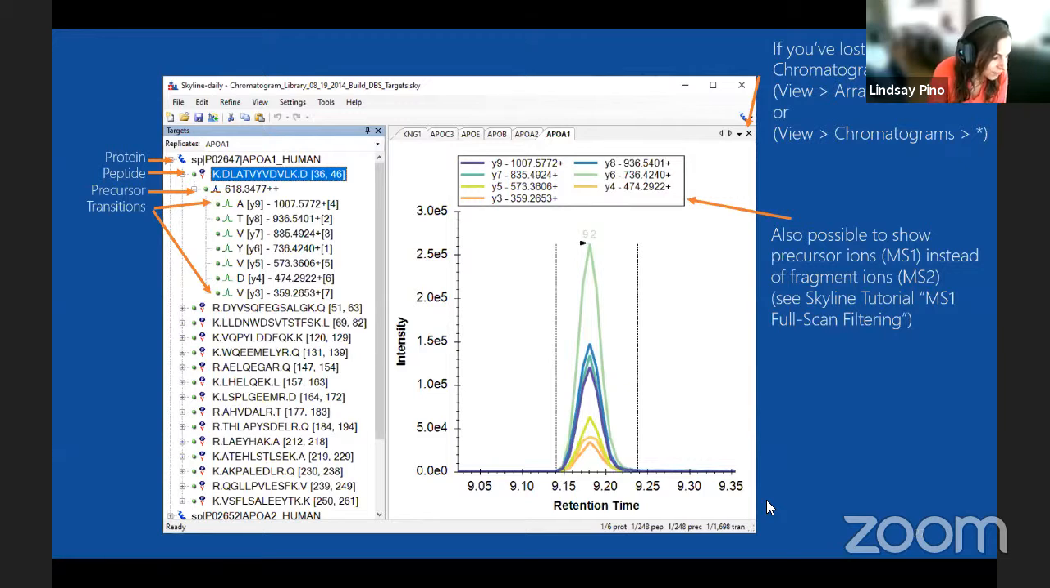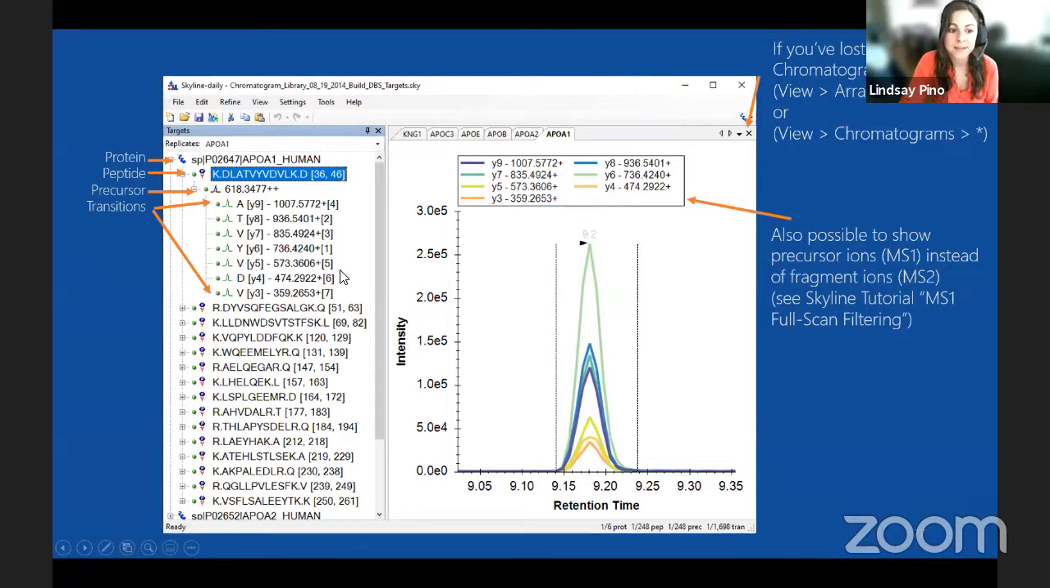What's in the square bracket at the end of the transition in Skyline? So this square bracket in the peptide level is showing you the amino acid position of the first and the last amino acid within the protein. So this is starting at amino acid 36 of ApoA1 and ending at amino acid 46 of ApoA1.